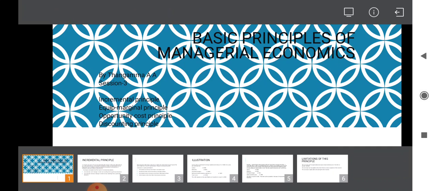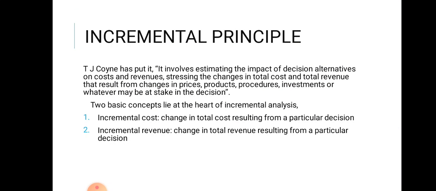Okay, so let us see what is incremental principle. According to TJ Coyne, it involves estimating the impact of decision alternatives on costs and revenues. So there are two terms important here, cost and revenues, stressing the changes in total cost and total revenue. So here what is going to change? Total cost and total revenue. How it's going to change is that it results from changes in prices, products, procedures, investments, or whatever may be at stake in the decision.